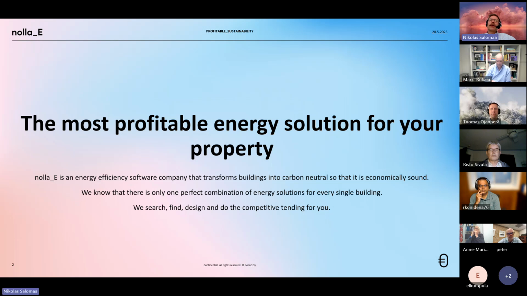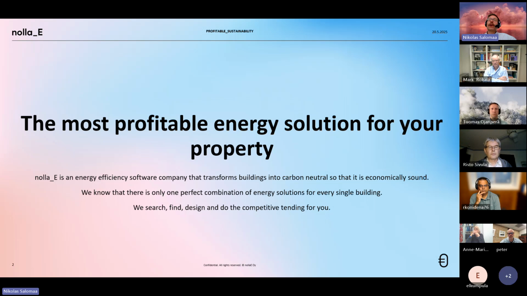So to really calculate, if we pose the question, what is really the best way to make my building carbon neutral or more energy efficient, and you want to have the right answer to that question, that means that you would have to do a lot of calculation, both energy calculation and financial calculation. And it's so much work that it's actually not even possible to do for a building.